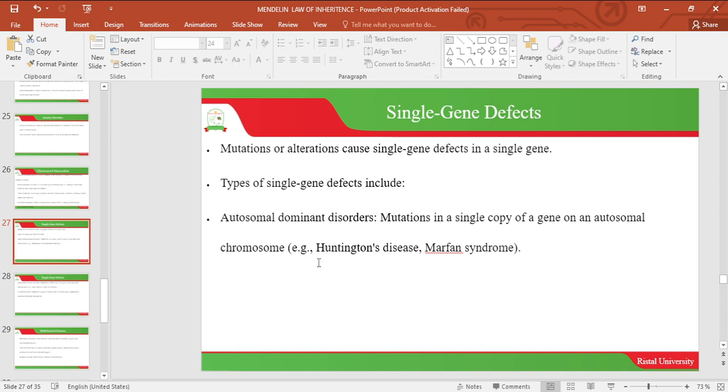Let's look at single gene defects. Single gene defects are mutations or alterations in a single gene. The types of single gene defects include the following. We have the autosomal dominant disorders. These are mutations in a single copy of a gene on an autosomal chromosome, for example, Huntington's disease and Marfan syndrome.